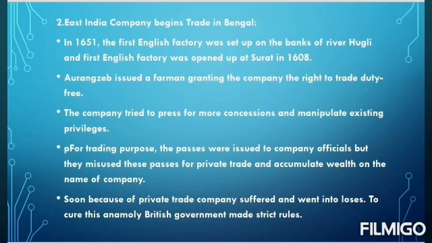The company began to build a fort around the settlement by 1696. It also got zamindari rights over three villages within two years by bribing the Mughal official. One of these villages was Kalikata, which subsequently developed into the city of Kolkata.